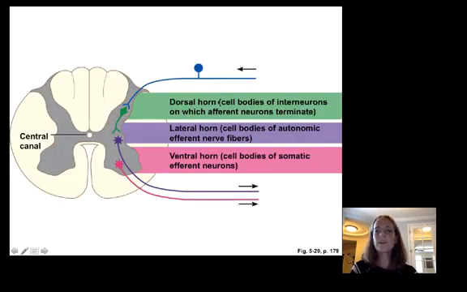So the dorsal horn contains the cell bodies of sensory neurons. The intermediate region contains the cell bodies of interneurons on which the sensory neurons will terminate. The lateral horn will contain the cell bodies of autonomic and efferent nerve fibers, and the ventral horn will contain your efferent or motor nerve fibers. So in areas of the spinal cord where you see a large lateral horn, that's where you have a lot of input going to the organs.